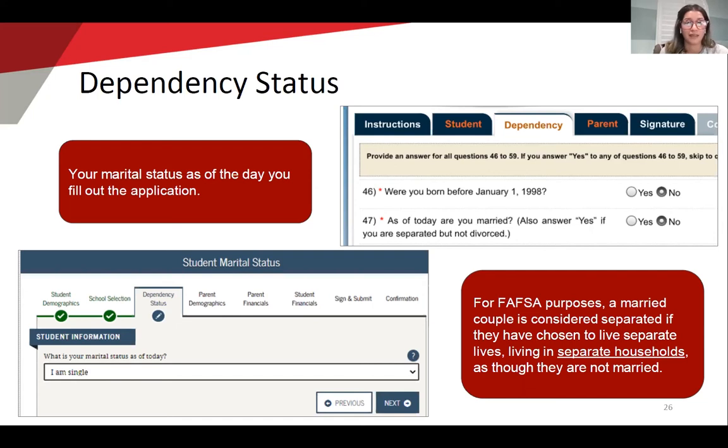However, what if you are married but living separately? What do I answer? For FAFSA purposes, a married person is considered separated if they have chosen to live in separate households. So if you are married but separated from your spouse, you will indicate that you are separated. Next slide, please.